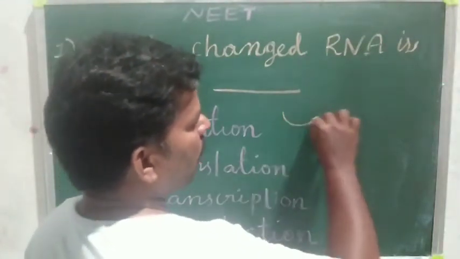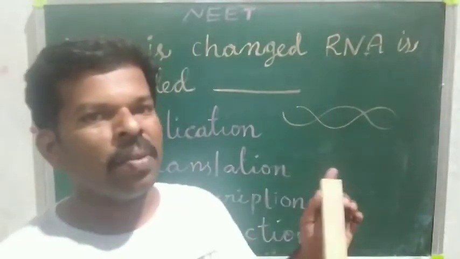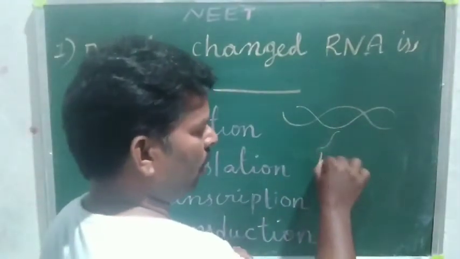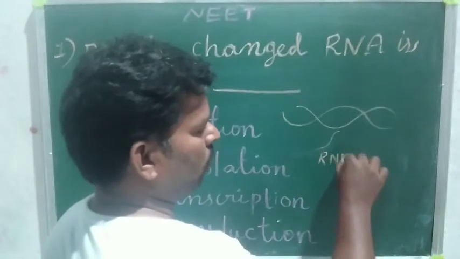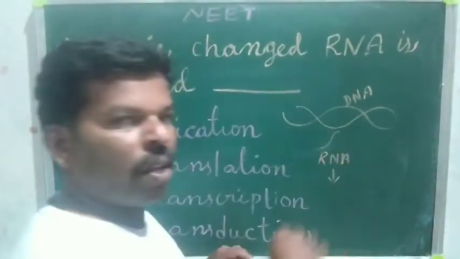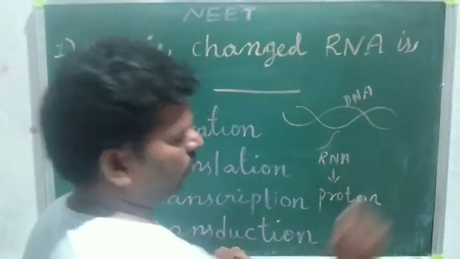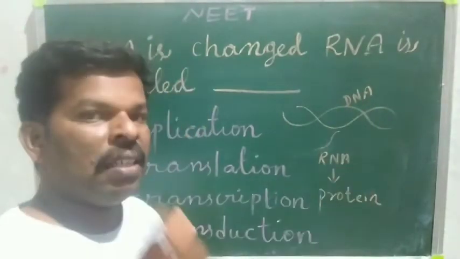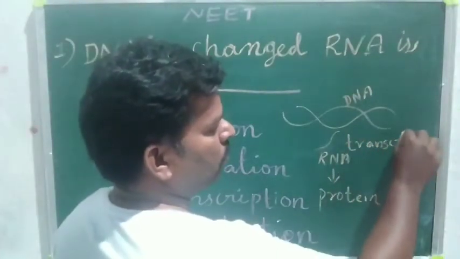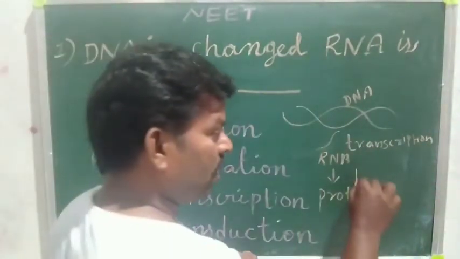The DNA is double stranded. The DNA will form the RNA. The RNA will form the protein. DNA forming RNA is called transcription. RNA forming protein is called translation.